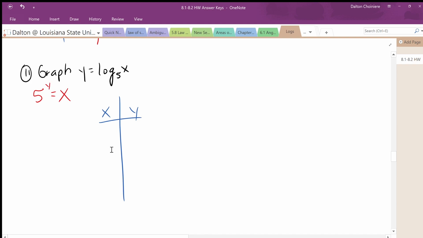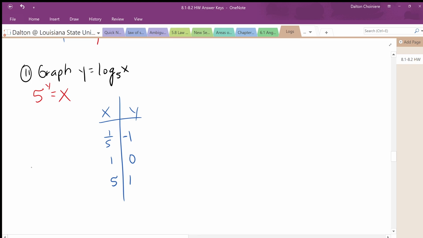Usually we start with x, but if you think about it in terms of y, then I can say things like, okay, 5 to the 0 power is a great place to start. That would be your y value, though. 5 to the 0 power is 1. 5 to the negative first power would be 1/5. And then 5 to the first power would be 5.